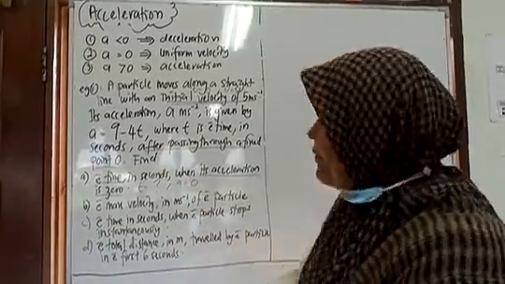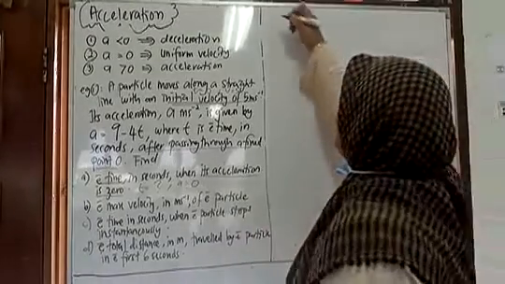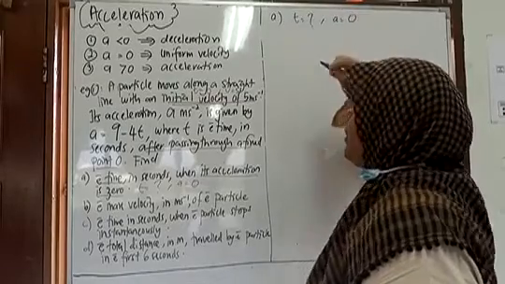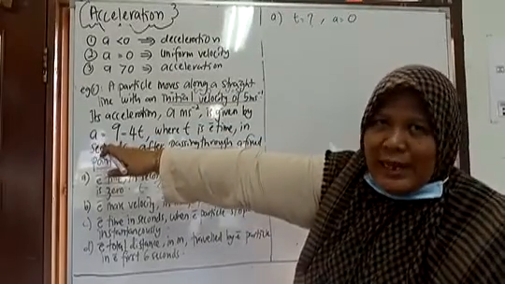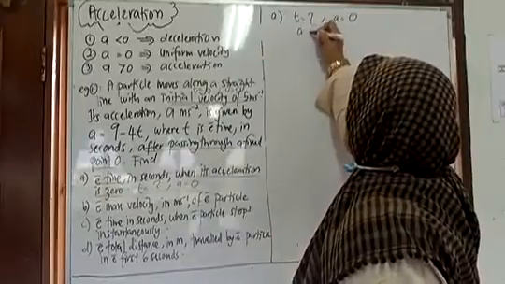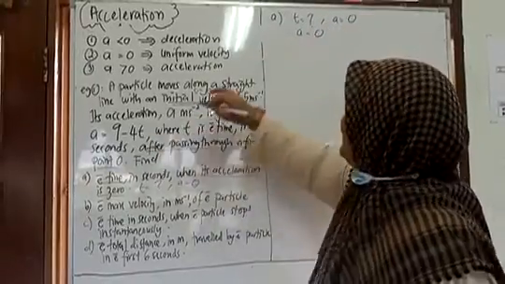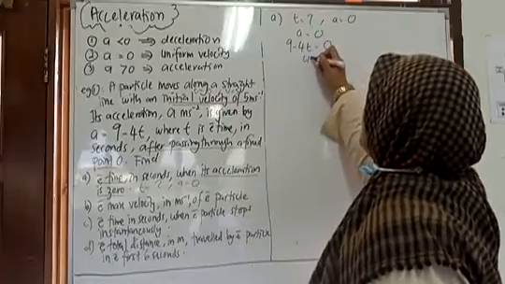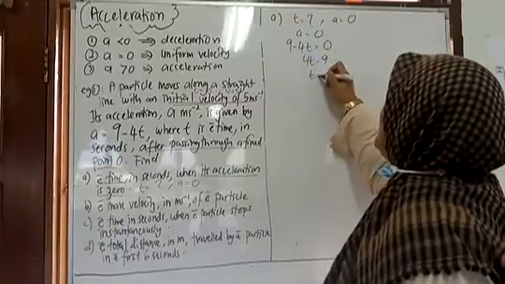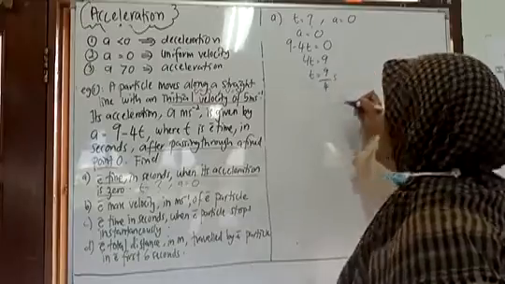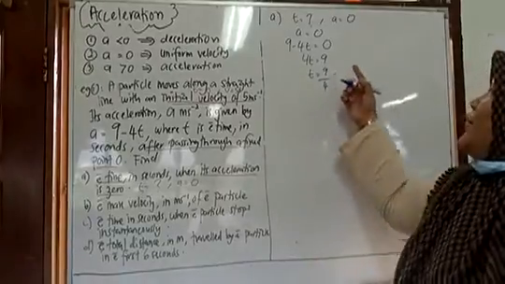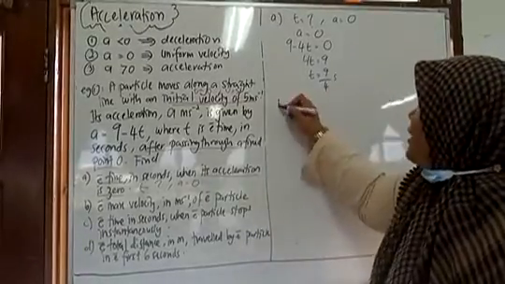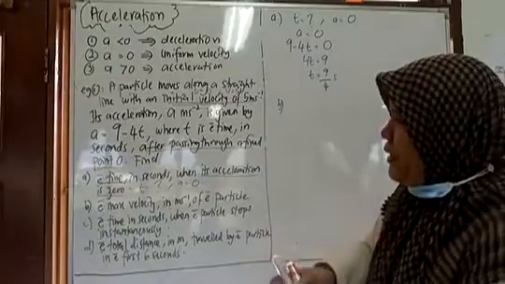So let's look at a. What is the time when a is equal to 0? The question gives us the acceleration function. So we set a equal to 0. Therefore 9 minus 4t will be equal to 0. So 4t is equal to 9, t is equal to 9 over 4 seconds. So this is the time when acceleration is 0. So that is the answer for a. So let's look at b.